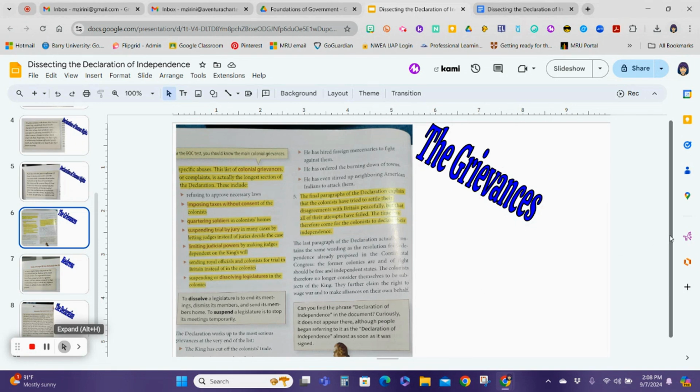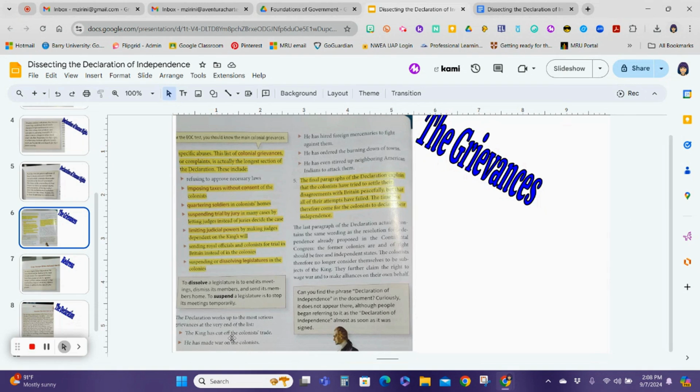But then we also have the remaining 5, which are known as the very serious grievances at the end, which basically is that the king has cut off colonist trade, right? By closing the harbor, all trade to the colonies pretty much came to a halt. He made war on the colonies, right? Once we get to the writing of the Declaration of Independence, technically the colonies are at war because the battles of Lexington and Concord had already occurred, so they're still fighting.